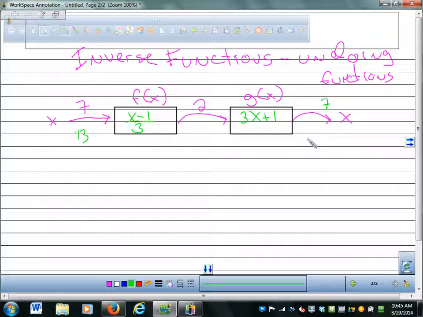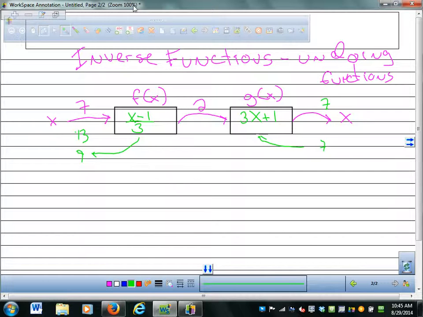So if I were to take 7 and plug it in here, what would I get out? 7 times 3 is 21, plus 1 is 22. If I take 22, subtract 1, what do I get? 21 divided by 3, what do I get out? 7. Isn't that cool? Okay, that's an inverse. So it works in both directions.